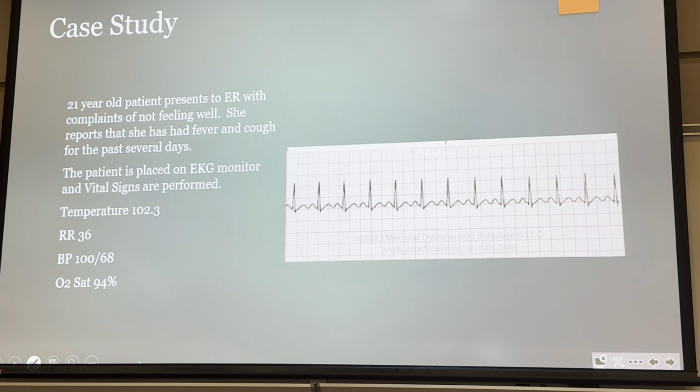First of all, tell me what rhythm we have. Sinus tach, okay, sinus tach at 130-ish. So we're not SVT, we're not above 150, so we're still sinus tachycardia at 130. Looking at the rest of the findings, tell me what is most likely occurring.